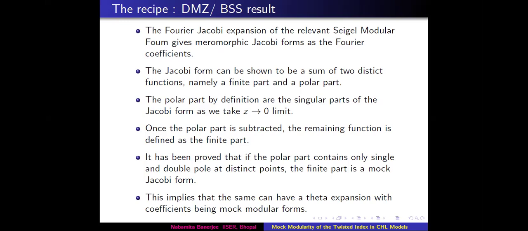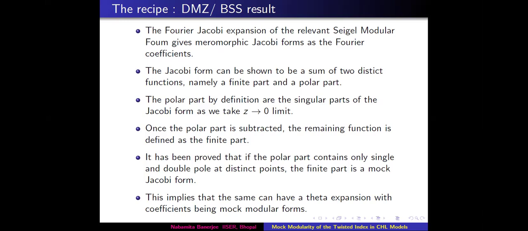So the polar part, by definition, is the singular part of the Jacobi form when you take z goes to 0. Here, if I know the function, then I can just study its asymptotic behavior when z is going to 0, and I can identify what the polar part is. Once the polar part is subtracted, the remaining function is defined as the finite part. Up to this, it is just definition and construction.